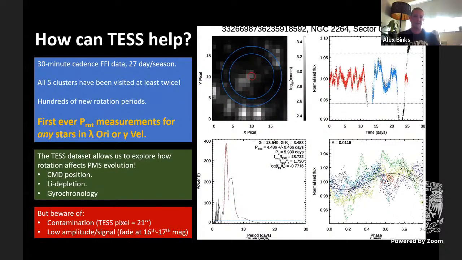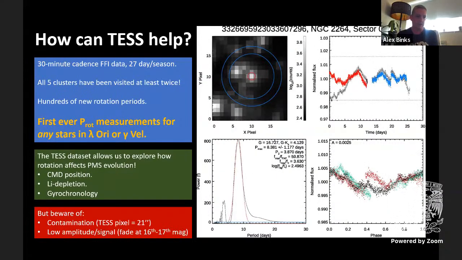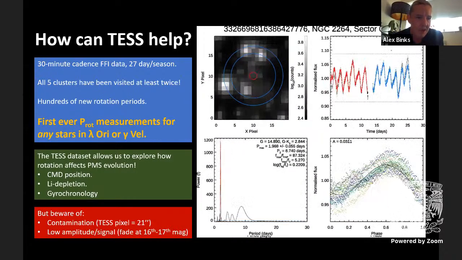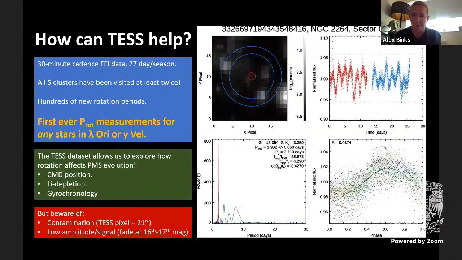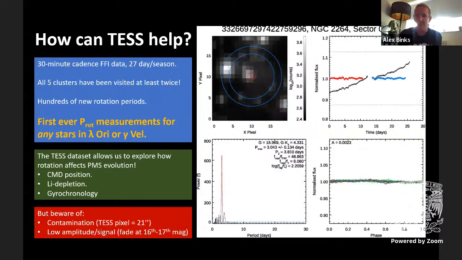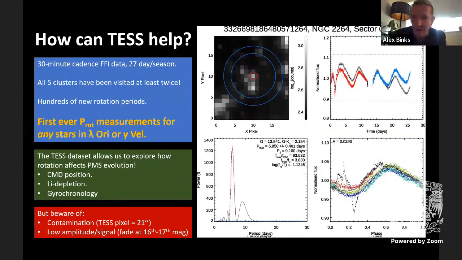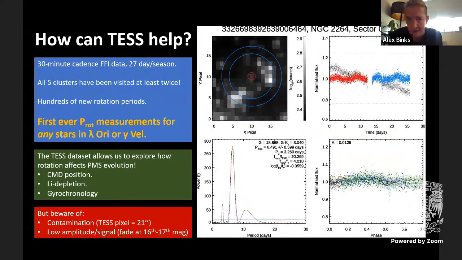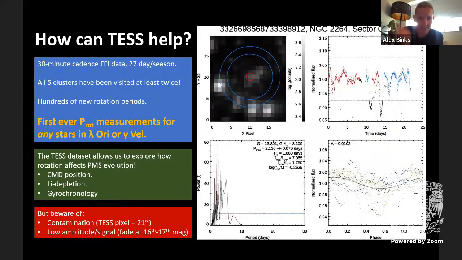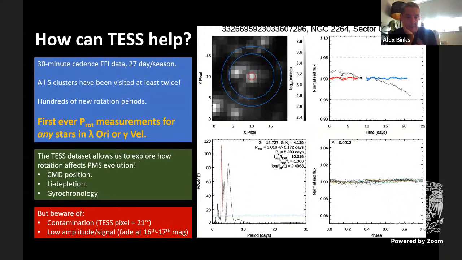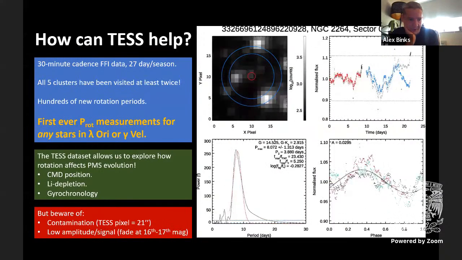All the clusters in this work, those 5 clusters that we selected, have all been visited at least twice by TESS. So this can give us hundreds of new rotation periods, simply by downloading the TESS data and doing a periodogram analysis. We extract the light curves, we run the periodogram, and we run some tests for the reliability of those rotation periods as well.